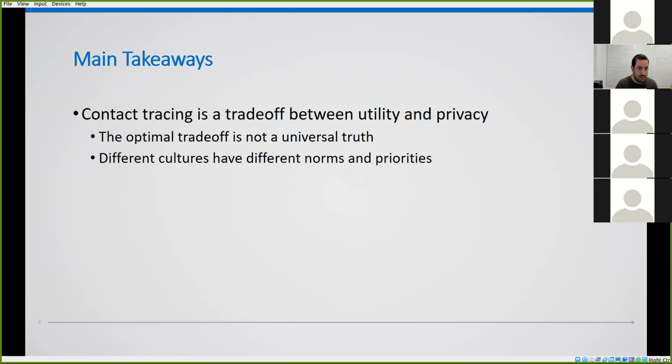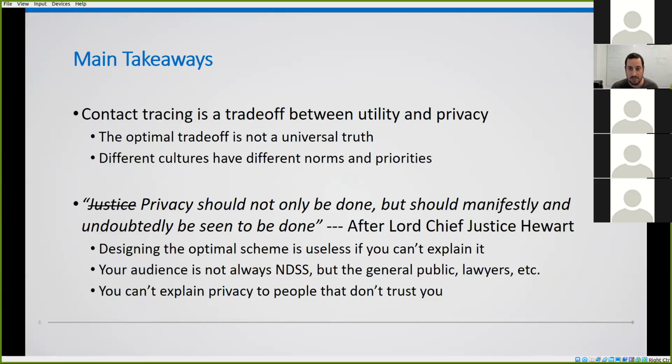Here I'm going to claim that, for example, the trade-off that we thought was optimal, at least for Israel, might be different from some other parts of the world. Different cultures have different norms and priorities, and we should respect and address those priorities when we try to build any kind of solution. And basically, privacy should not only be done, but should manifestly and undoubtedly be seen to be done.